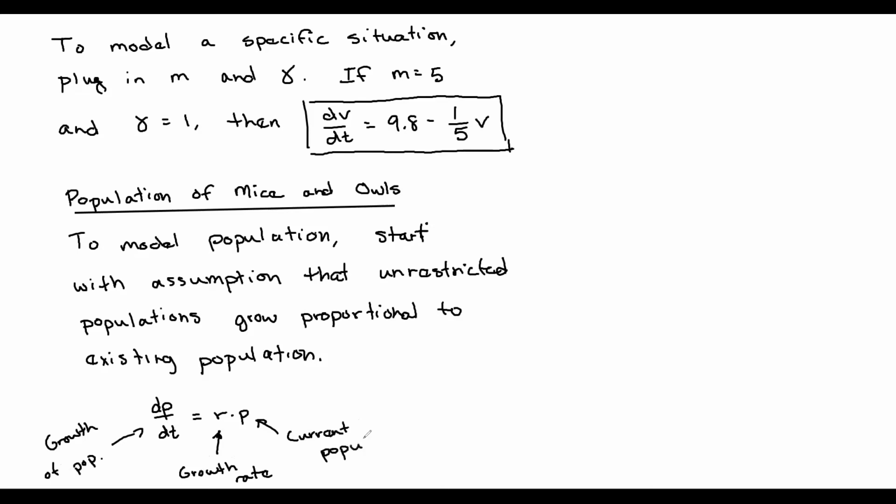So again, the idea here is that if you have a large population, then the growth of a large population is going to be large. If you have a small population, then the growth of a small population is going to be small. So populations grow at a rate that is proportional. This is like a proportionality constant times the current population. Okay, so that could represent the growth of our mice, and then we're going to add a component for owls.